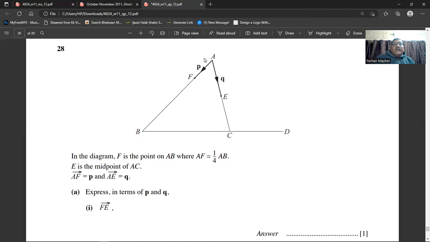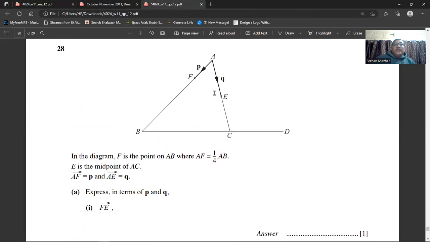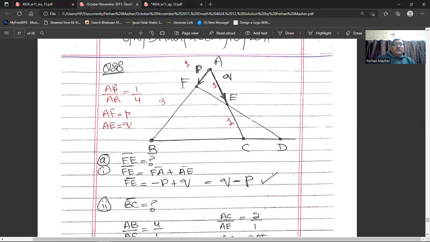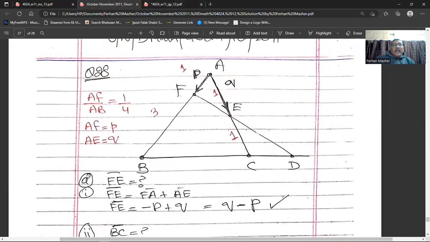AE is Q and the AF is P. So this will be 3P and the total will be 4P. Their first question is find FE. F to E, I want to find out. So I will make the bypass. Its bypass will be F to A to E. That is my bypass. So if you want to find out FE, its bypass will be F to A to E. That will be FE. So F to A will be -P and A to E will be Q. So FE is Q minus P.